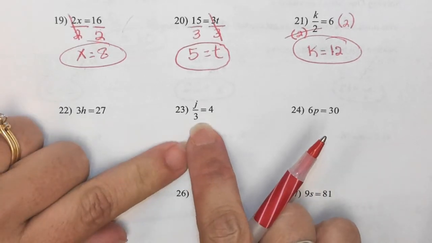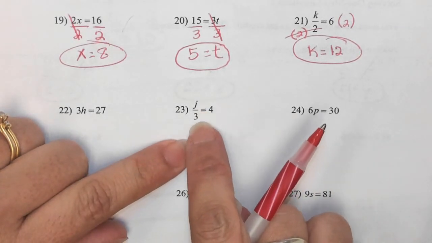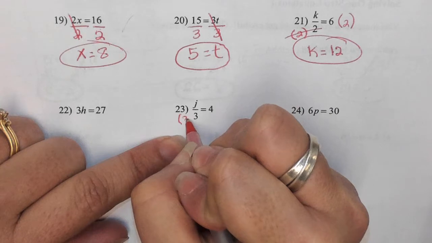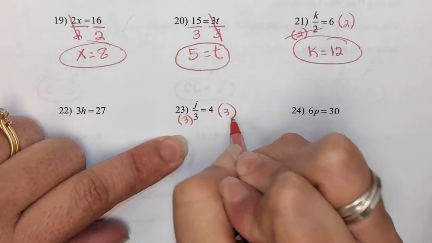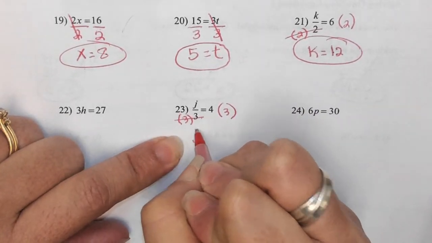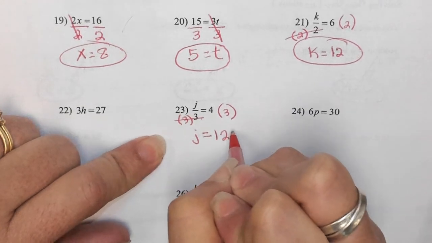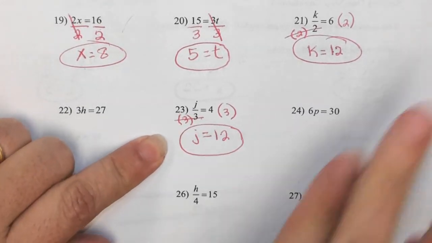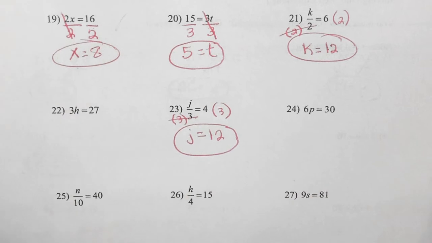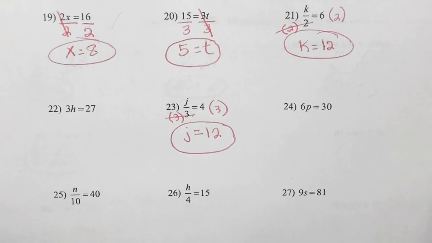Like if I do 23 here, it is j divided by 3. I would do times 3, times 3. j equals 12. Okay, I'm going to let you finish this. Tomorrow I'll check it. Go for it.